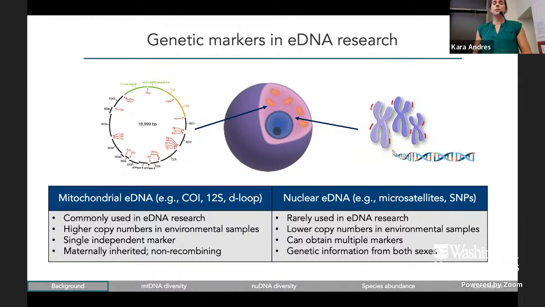Nuclear DNA, on the other hand, which includes things like microsatellites or SNPs, is not really common in environmental DNA research. Again, this is because we expect that nuclear DNA is not going to be as common in environmental samples, but because it recombines, we can now target multiple regions in the nuclear genome. So we could look at dozens, hundreds, thousands of genetic markers within the nuclear genome and start to get much more detailed population genetic assessments.